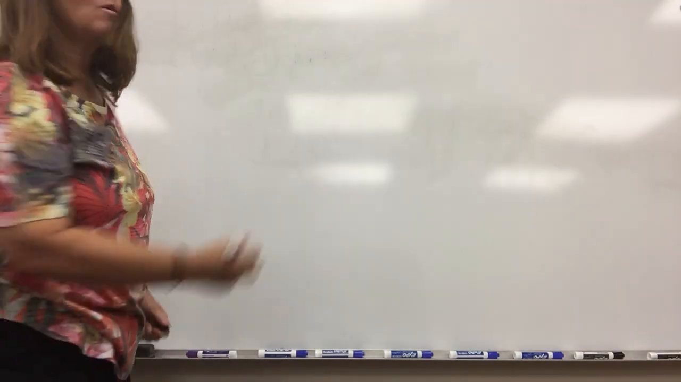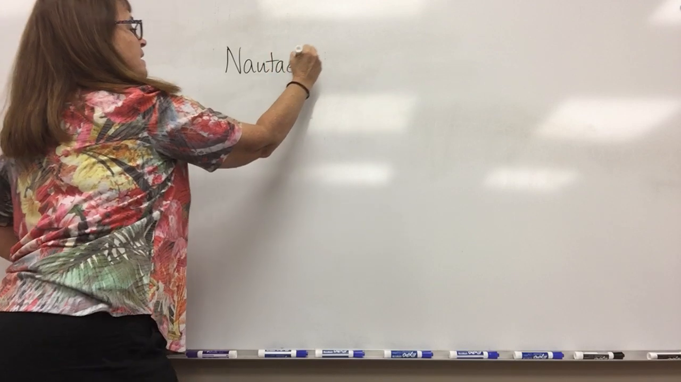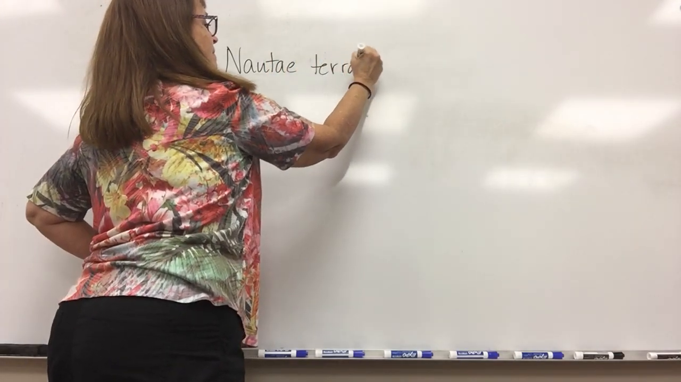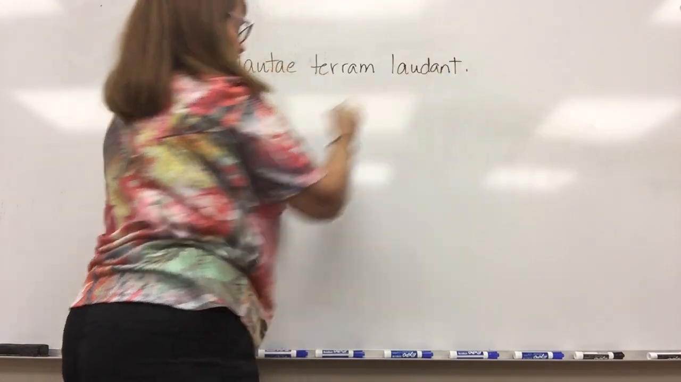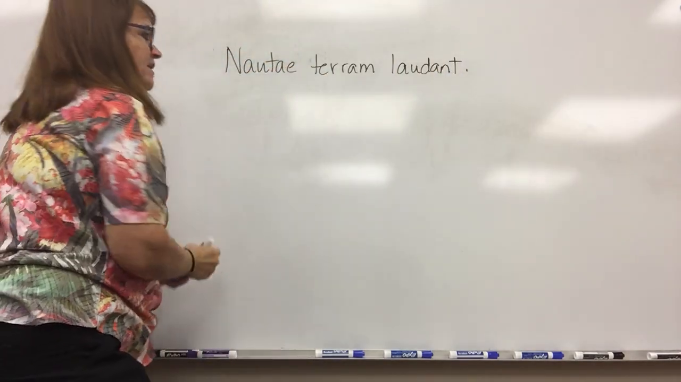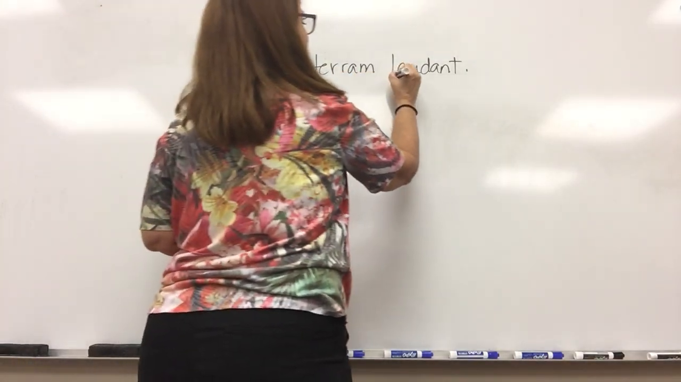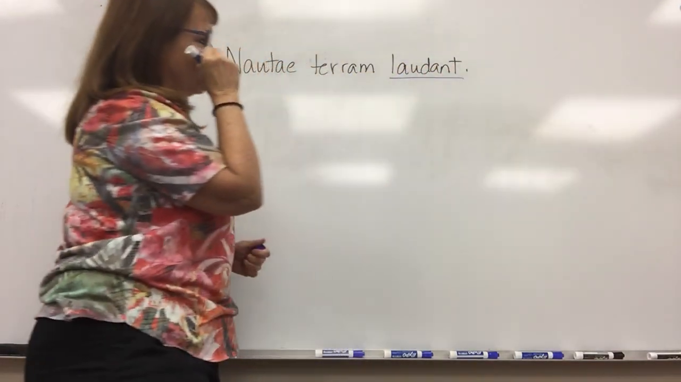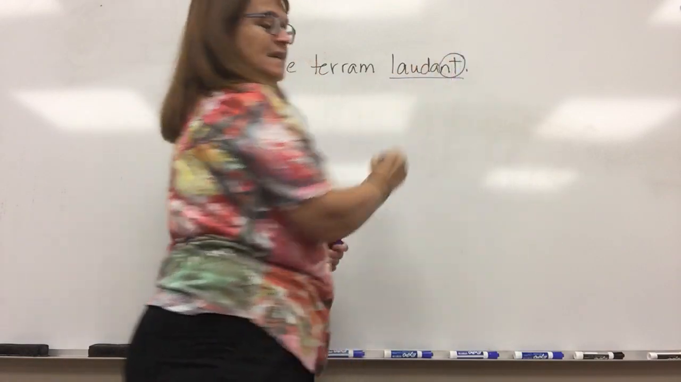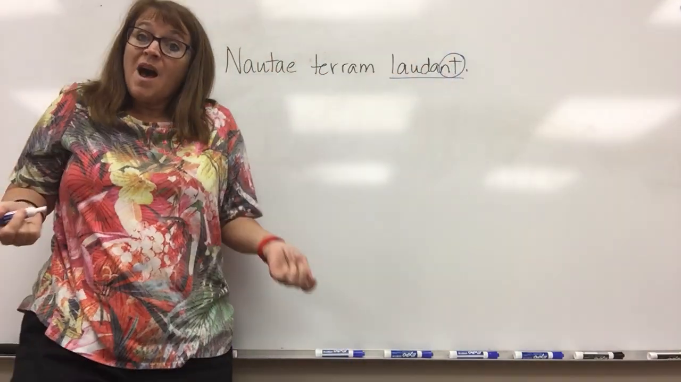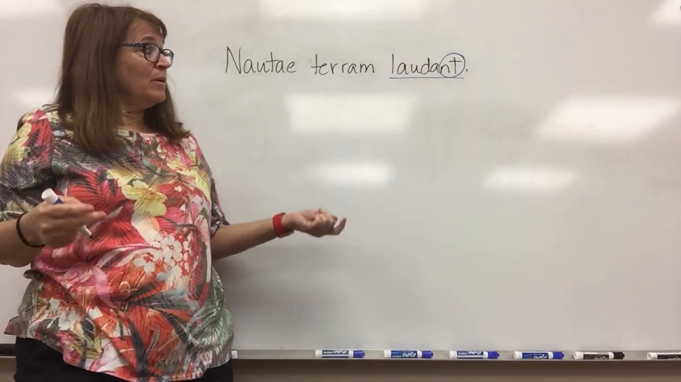We'll do number 1. Nautae, terram, laudant. I'm going to switch colors just so I can keep my mind straight. I'm always going to go to that verb first. Look at that, I have a verb that has a plural ending. Remember, NT is your plural ending. So I'm looking for a subject that is plural.